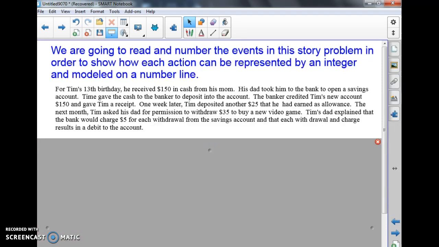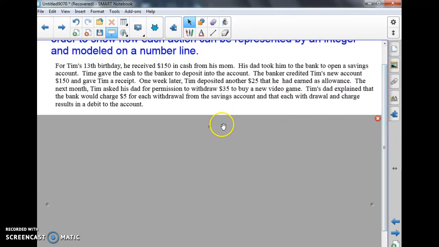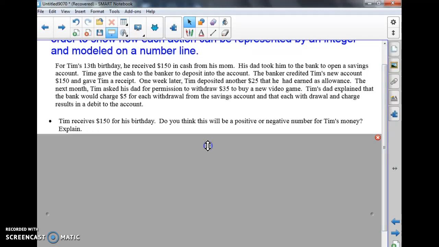Okay, so I've just moved the paragraph that we were reading from our blue sheet to this, and I'm going to ask you some questions that I want you to think about and just answer to yourself. So in step 1, Tim receives $150 for his birthday. Do you think that this would be a positive or negative number for Tim's money, and be able to explain why?